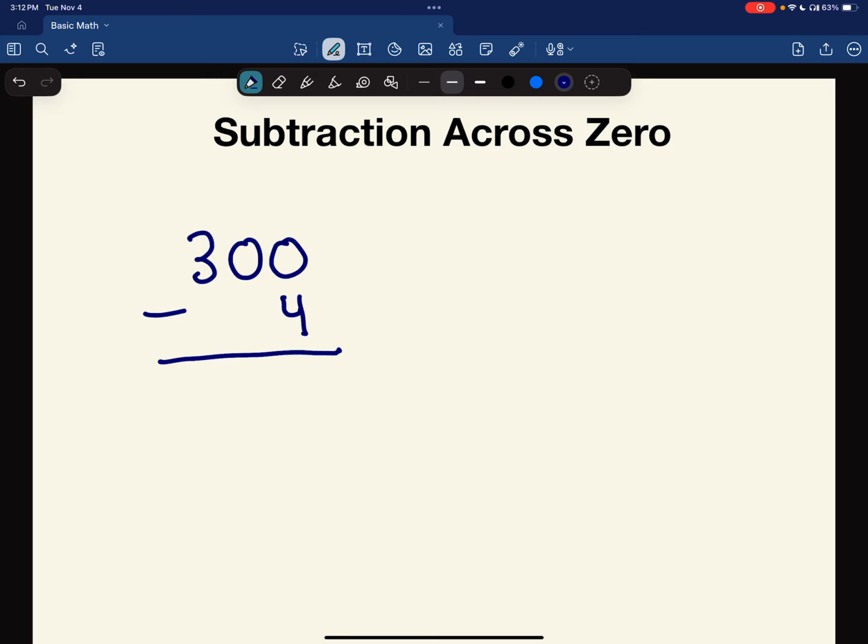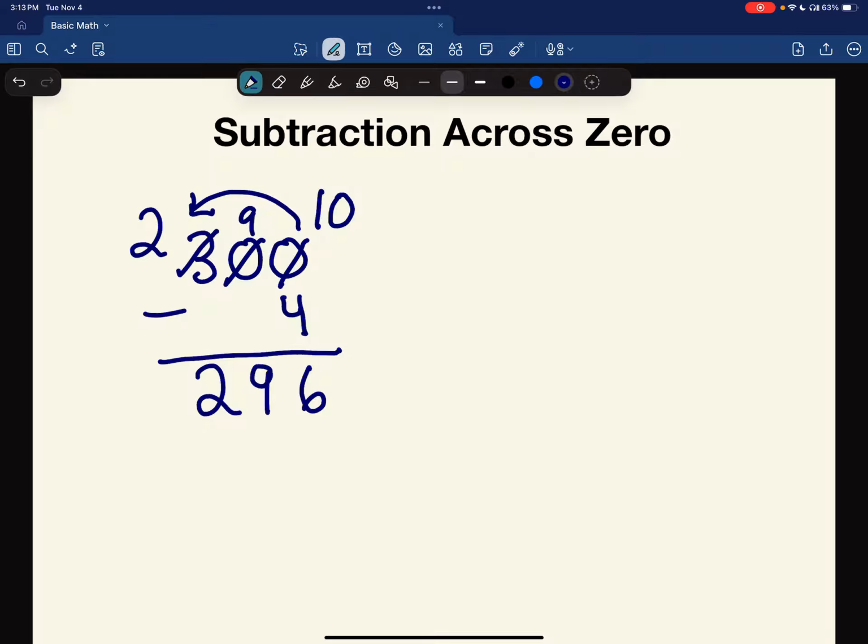So the problem arises here because to the left of our 0, we have a 0, which means we need to borrow from the 3. So we need to go over this 0 or across this 0 to borrow from our 3. So the 3 becomes a 2, and the 0 in the middle becomes a 9, and the 0 we started with becomes a 10. So we have 10 minus 4, which is 6. We drop the 9 and we drop the 2. So we have 296.